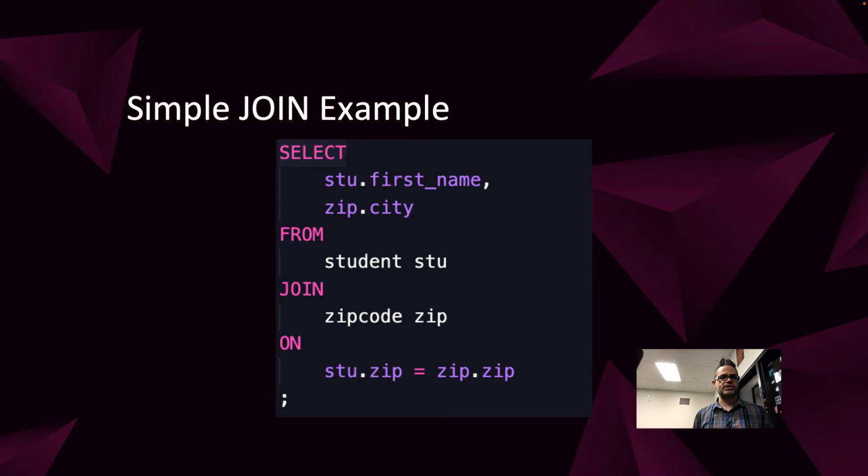Here we can see our quick, simple join example. This is what we've done in class a couple times. So first we have our from clause where I identify student stu. So I'm explicitly identifying my alias stu from student. It makes it really easy to identify what I'm talking about.